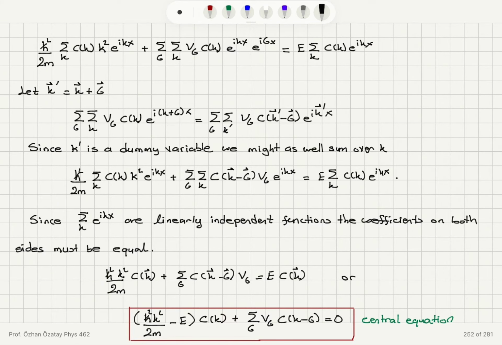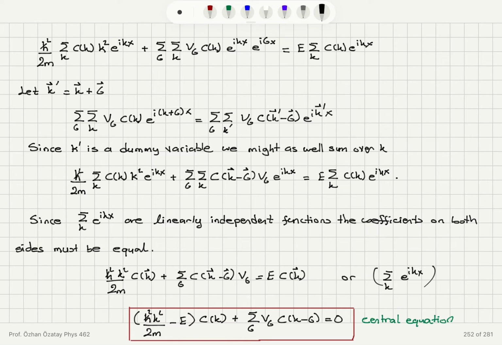So h bar squared k squared over 2m c_k plus sum over g of c_(k minus g) V_g is equal to E c_k. So what I have done here is basically I got rid of the sum over k of e to the ikx, which is the parentheses that I have considered here. So I obtain an equation for the coefficients: (h bar squared k squared over 2m minus E) c_k plus sum over g of V_g c_(k minus g) is equal to 0.